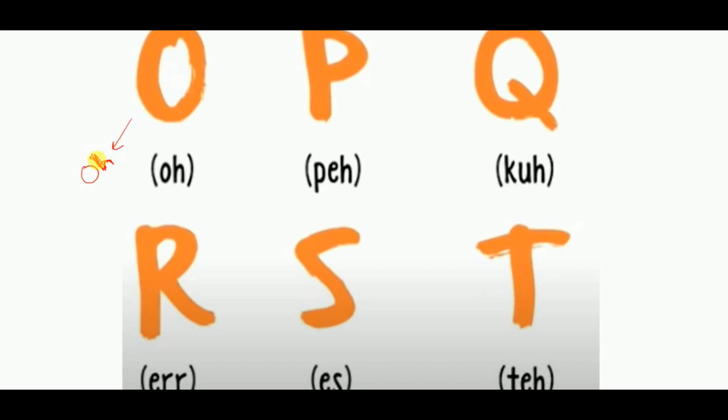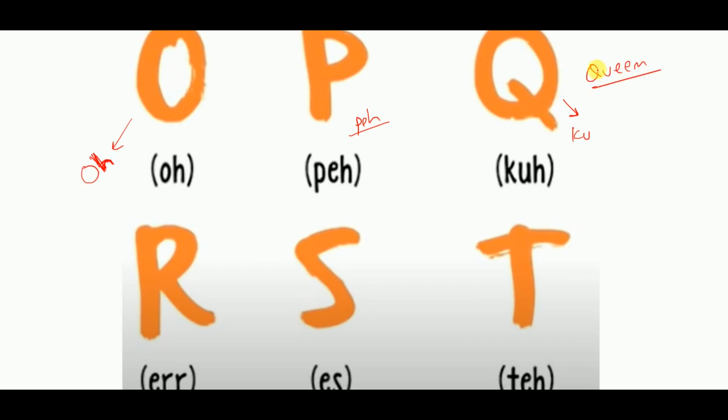Okay, so now going ahead, it is O. You can call it as Oh, quite the same as in English. Going ahead, P, pronounced Pay. And make sure it is not Q, it is Ku. Just call it as Ku.